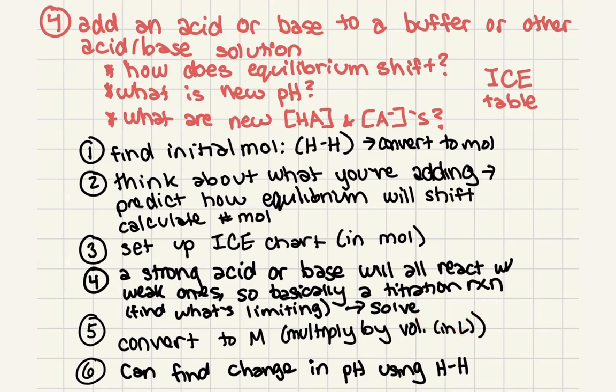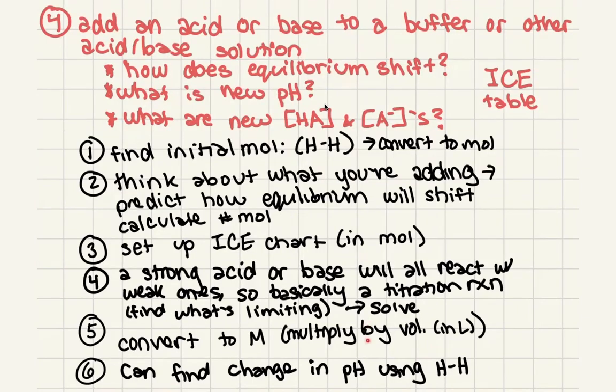And then you can find the change in pH using Henderson-Hasselbalch. This is one that I'll want you guys to know: if you add a certain amount of acid or base to a buffer, how is that going to change the pH? And we'll also look at how we could do the reverse. Like, how much of an acid or a base will we need to add in order to change the pH? We'll look at examples of both of those, but let's start by doing a basic example.